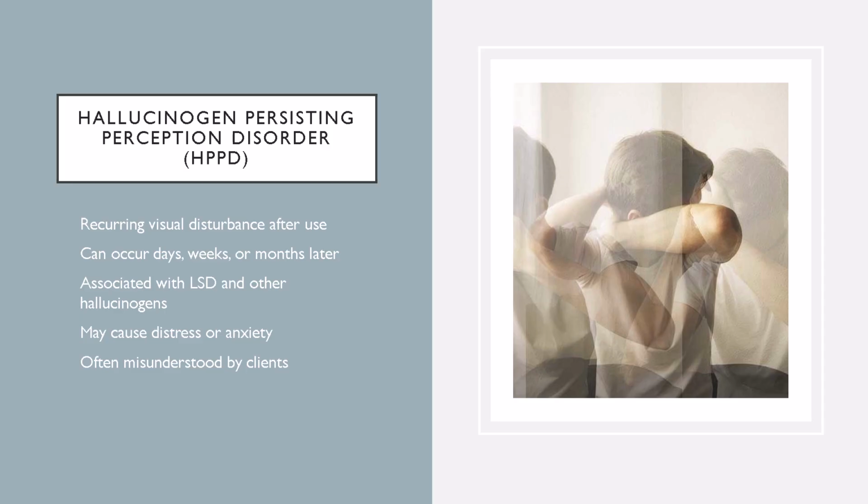Clients may report visual disturbances like trails behind a moving object, or maybe they see flashes of light or geometric patterns. Maybe they're starting to see halos around objects or distortions in color and depth. And these experiences can be mild and sometimes occasional, or they can be persistent and really distressing. And what makes HPPD clinically significant is that the person is no longer actively using the substance, but the effects are still happening. And the timing can vary.